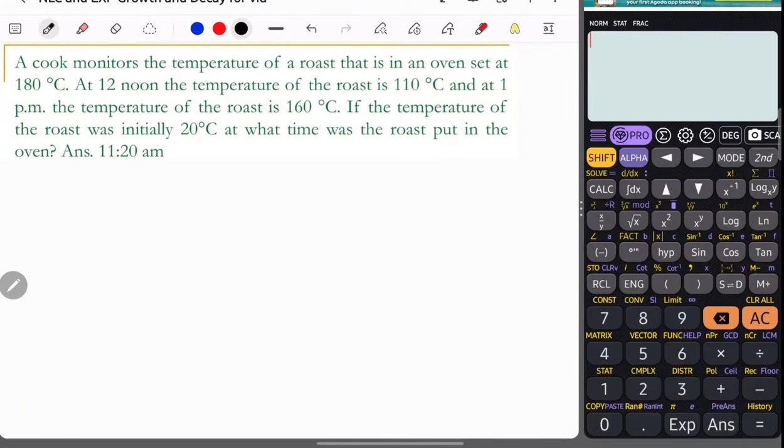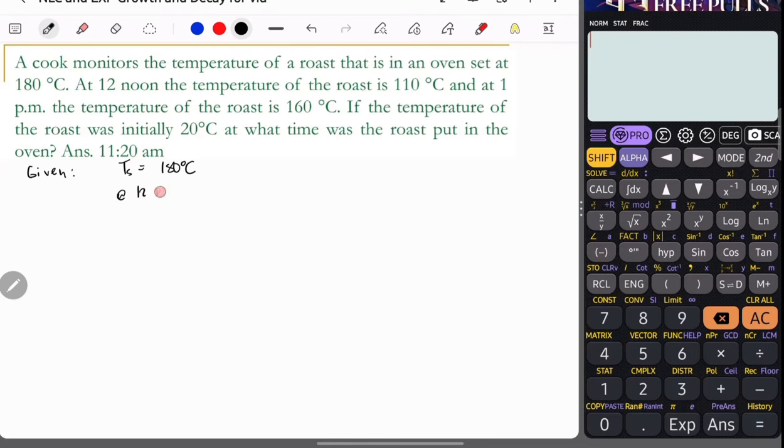So this is part 2 of Newton's law of cooling. A cook monitors the temperature of a roast that is in an oven set at 180 degrees Celsius. So what is 180 degrees Celsius? That is T sub S, because the oven was set at 180, meaning the temperature will be constant.